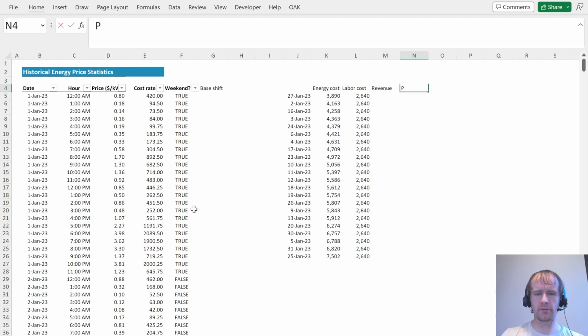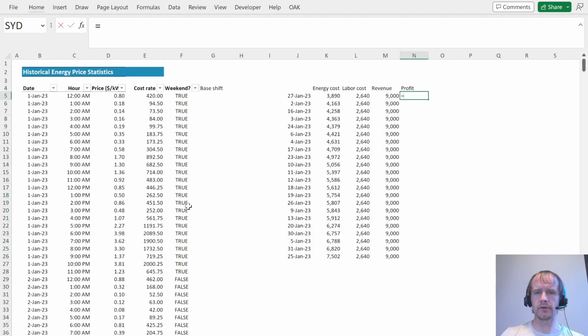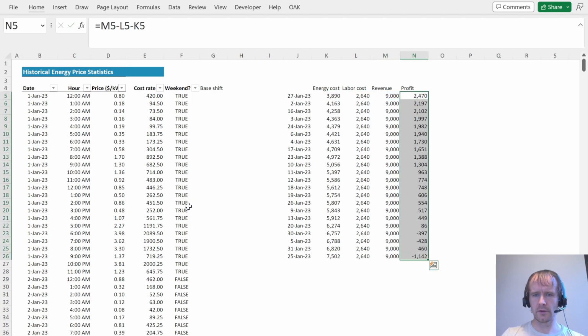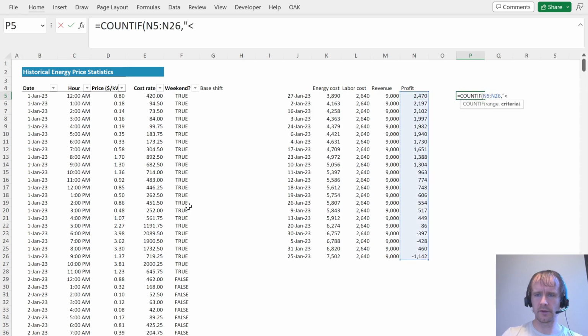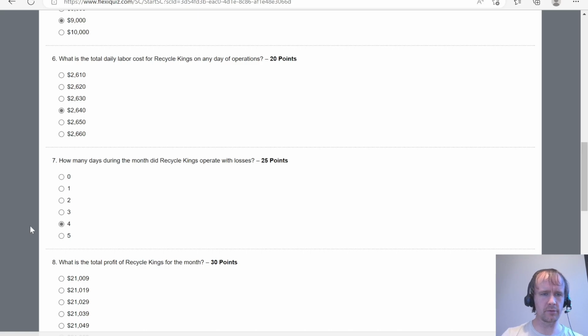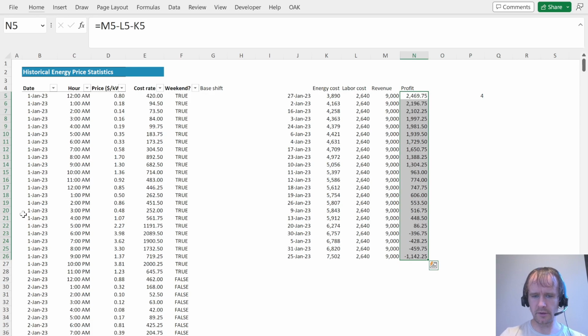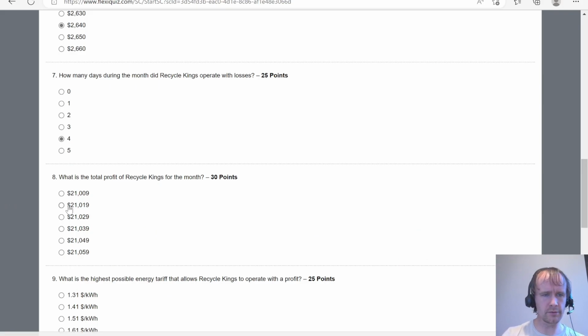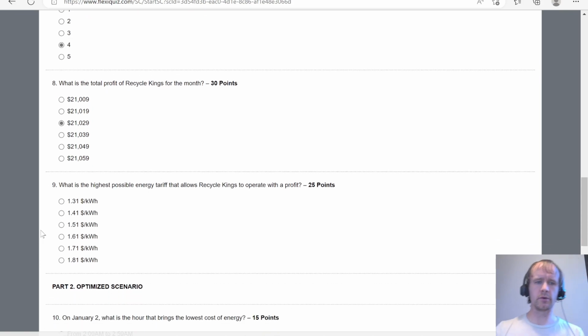Revenue, profit. So revenue is this guy, lock. Profit is this minus this minus this. So just say count if this is less than 0. 4 days. That's an unnerving one because you wouldn't know if you're wrong. Total profit for the month. That'll help give me a little more confidence. 21029. Yes, good.